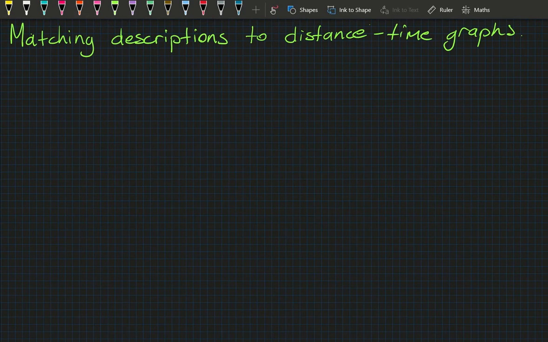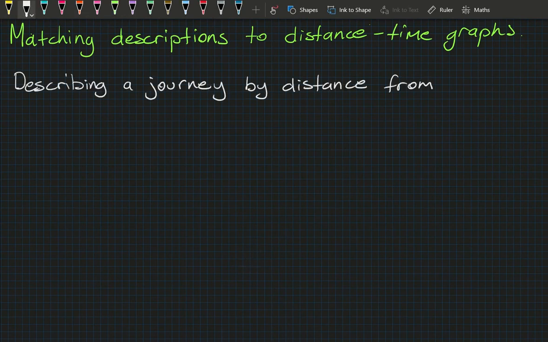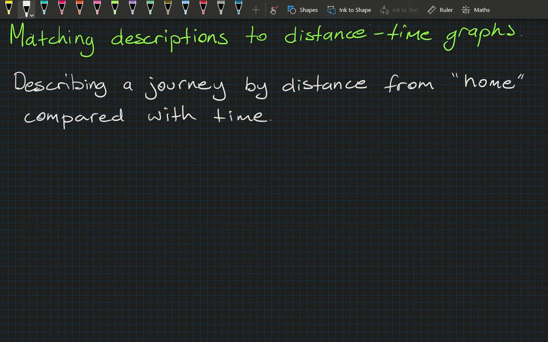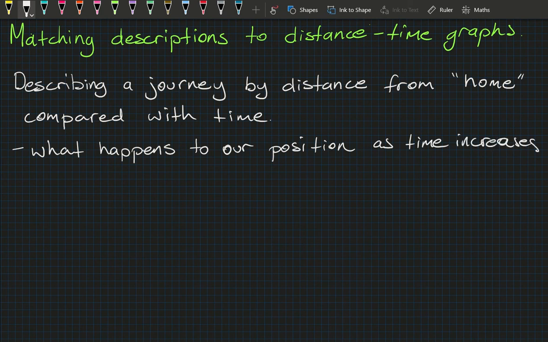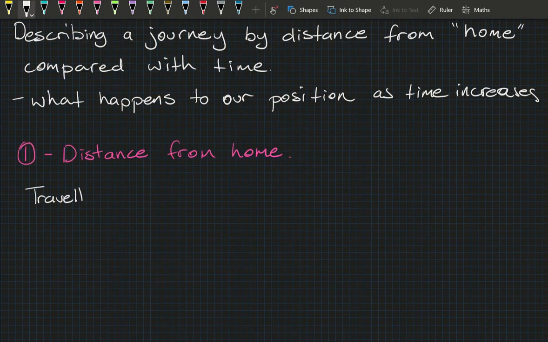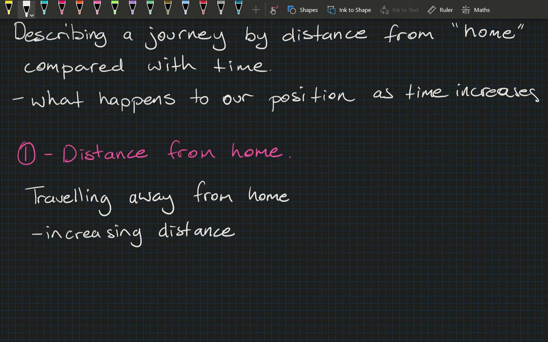In this section, we're going to be describing a journey by distance from home and comparing that to the time taken. So what happens to our position as time increases? So the first thing we're going to focus on is the distance from home. So if we're traveling away from home, the distance will increase as time increases. So in other words, the graph will have this general appearance, and as time increases to the right, the distance is increasing by going up.